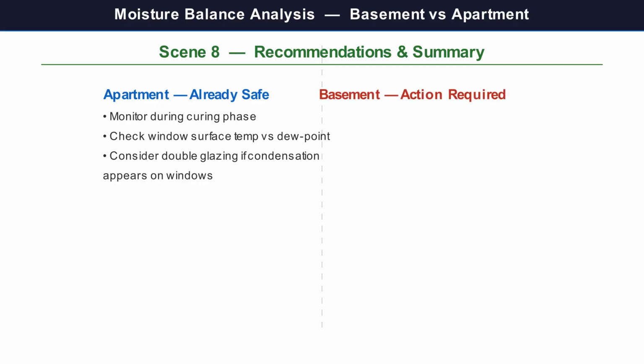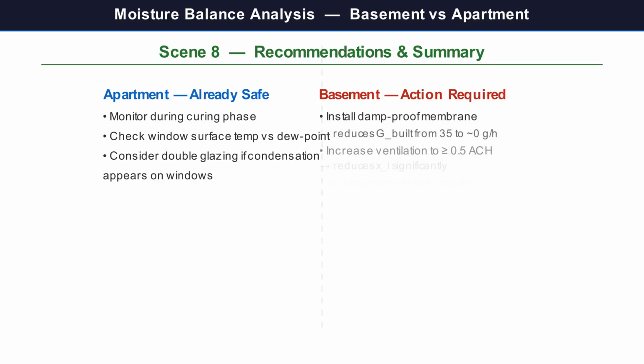First, a damp-proof membrane should be installed in the floor slab. This alone would reduce G-built from 35 grams per hour to near zero, cutting G-total by almost 20%. Second, the ventilation rate must be increased to at least 0.5 air changes per hour. Even without the membrane, this alone would bring the indoor RH down by approximately 8 percentage points.